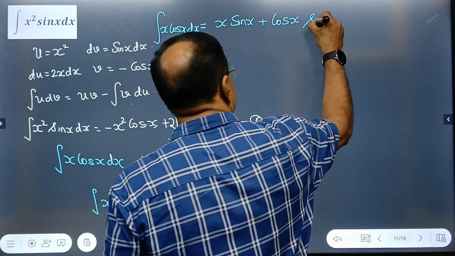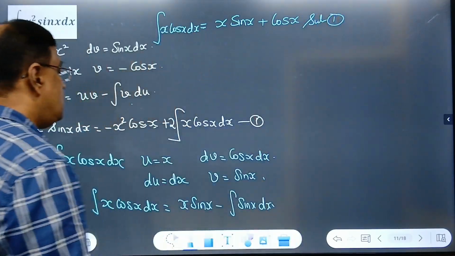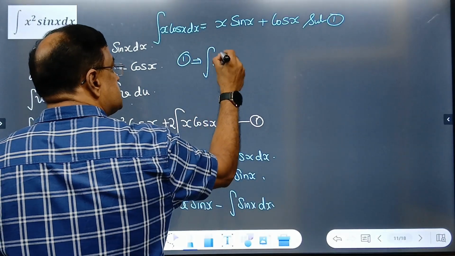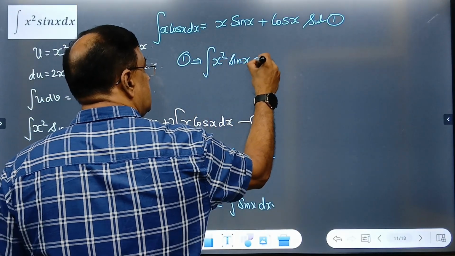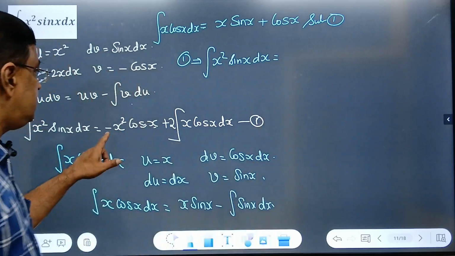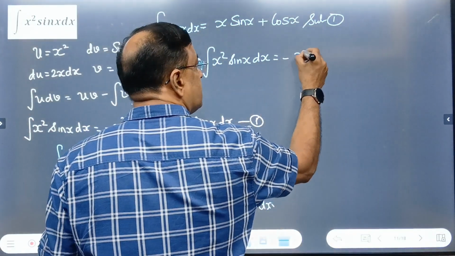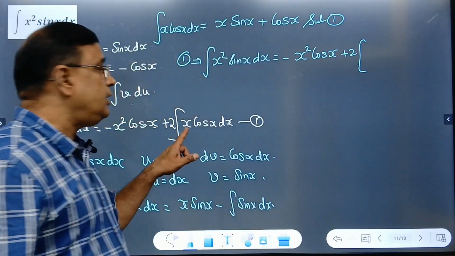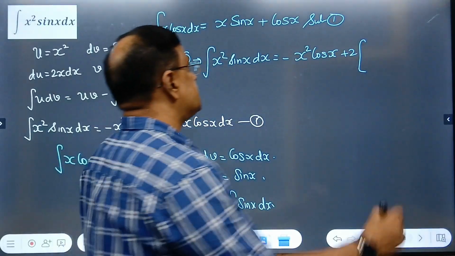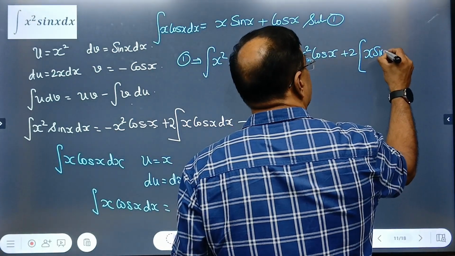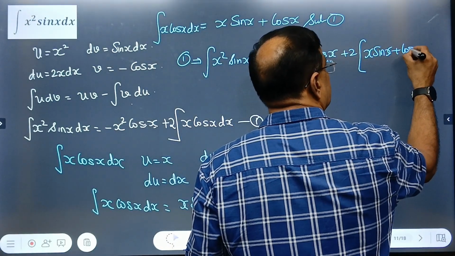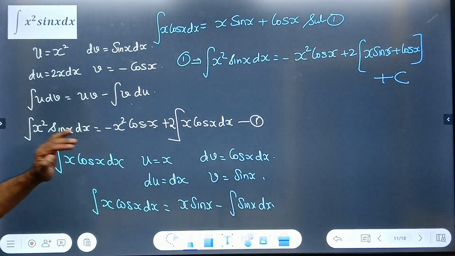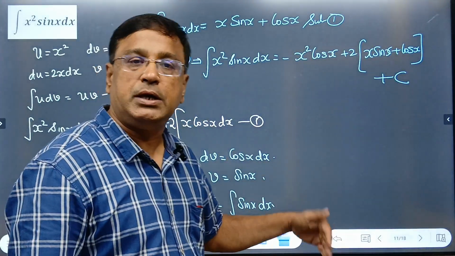Now you can actually substitute in 1. So what happens to 1? 1 becomes integral x square sin x dx is, it's actually minus x square cos x plus 2 into, I have already done integration of x cos x. What is integration of x cos x? x sin x plus cos x plus c. It's lengthy, but it is not difficult. Understand, you have to do integration by parts 2 times. Okay.